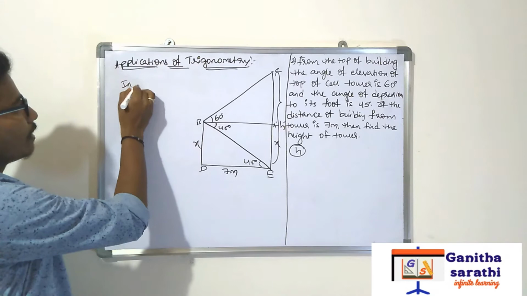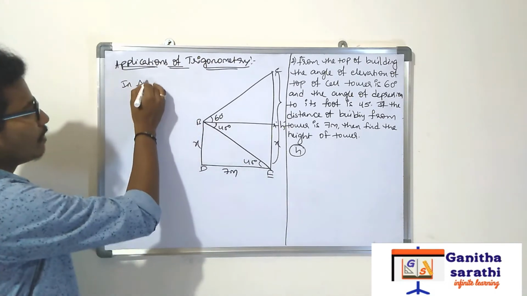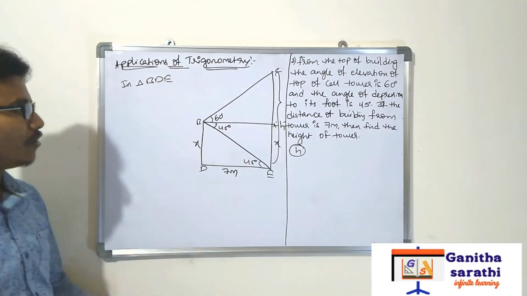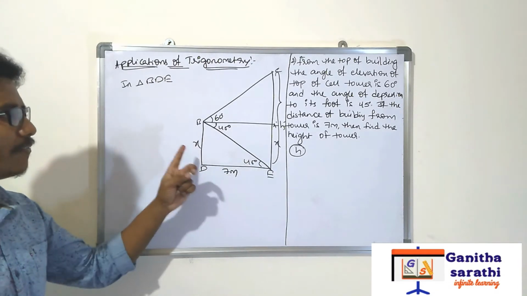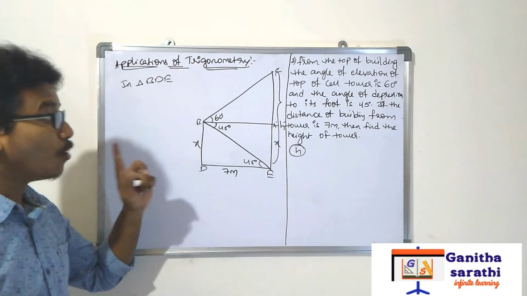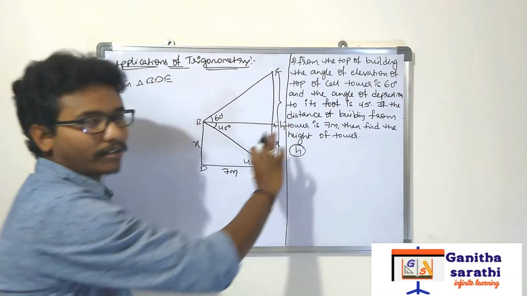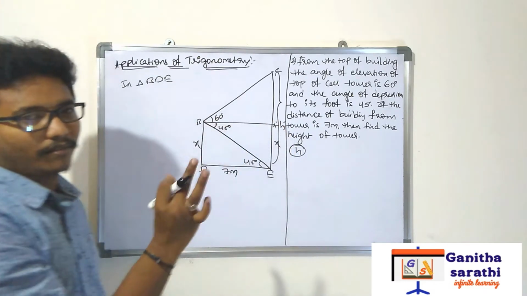Now in triangle BDE, I am taking tan, because here the opposite side and adjacent side are given. We have to find the value of x. Why are we finding the value of x? Because x is also a part of the height of the tower. We should find that x.